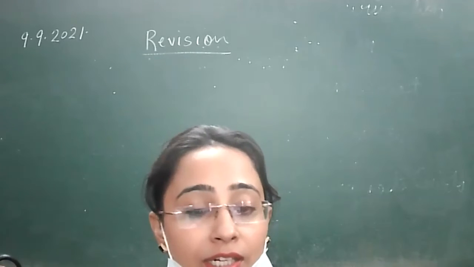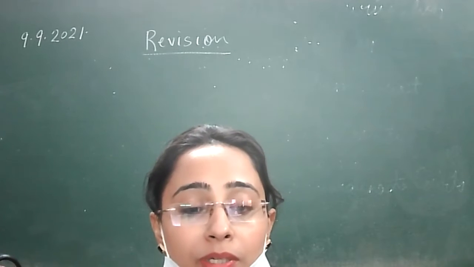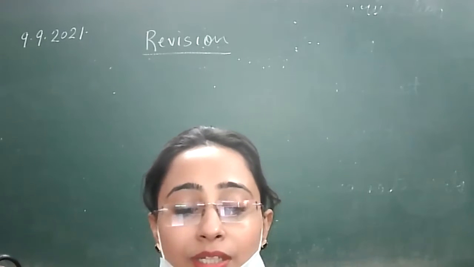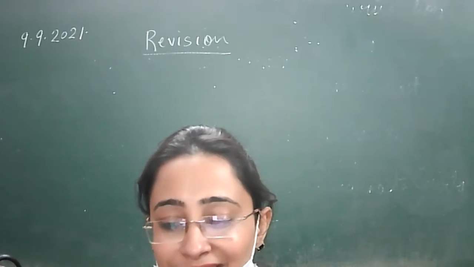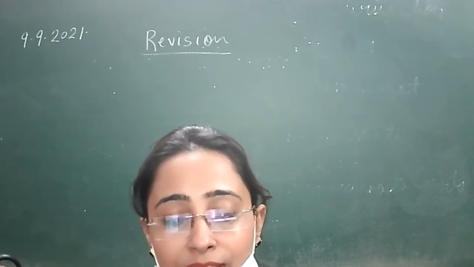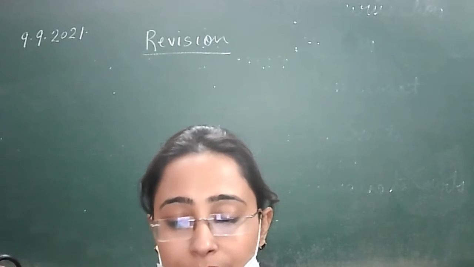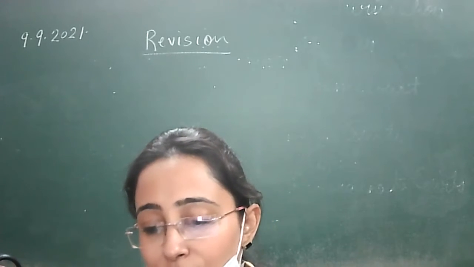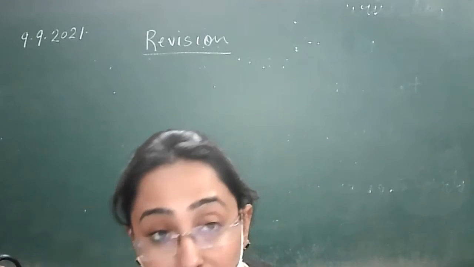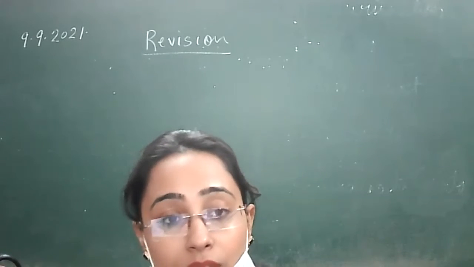Size of the smallest cell. 0.1 micrometer, 0.1 millimeter, 0.2 millimeter, or 0.02 micrometer. This is a good question. Smallest cell का size क्या है? What is the size of the smallest cell? Who will tell me? Hanji. 0.1 centimeter. No, centimeter is so much big. It is 0.1 micron. That is PPLO.